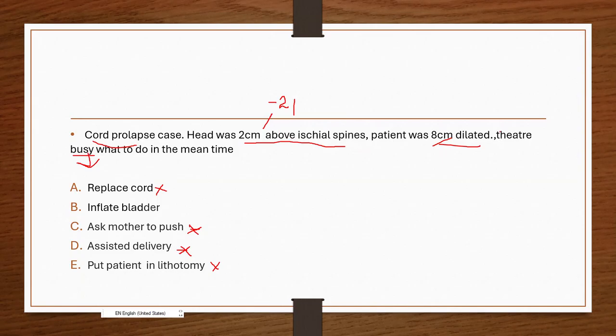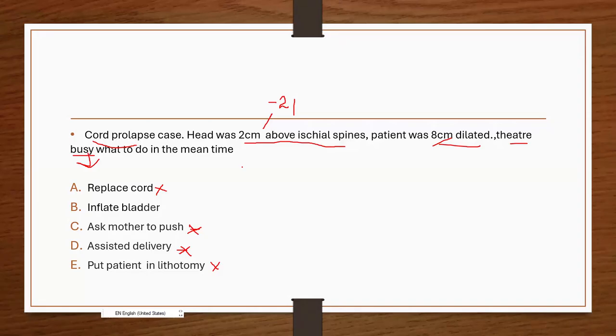But see, for you to go for cesarean section, the theater is busy. So as soon as it is available, you are going to go for cesarean section. But until then, you have to take some precautions or maneuvers to prevent further damage. Even if the theatre is available, you have to transport the patient from the ward to the theatre. Until that, you have to take some measures to prevent the cord getting compressed.